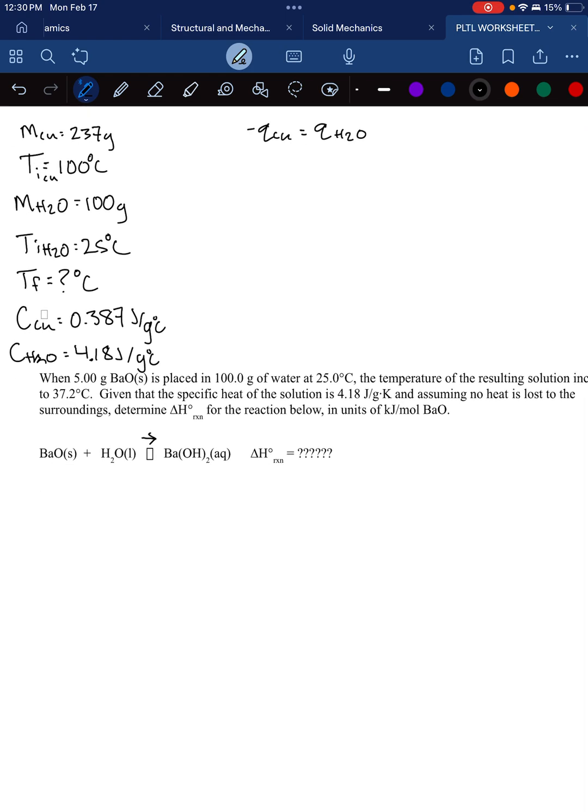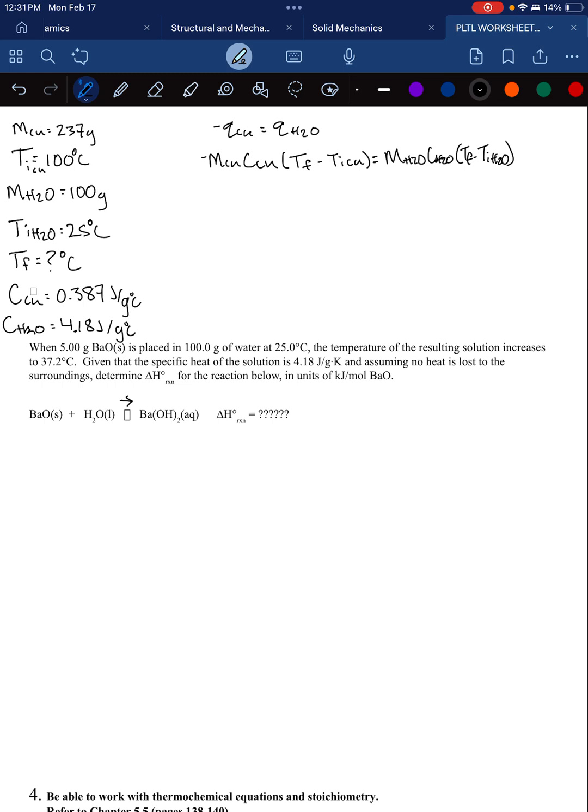All right, and Q equals MCΔT, right? So we can expand this to be mass of copper times the specific heat capacity, T final minus T initial copper equals the mass H2O, specific heat capacity H2O, T final minus T initial H2O. Sorry about the bad handwriting.